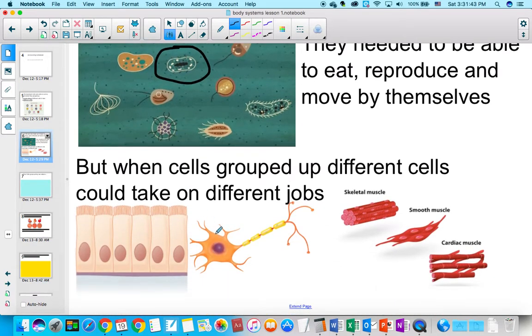But when different cells do different jobs and they group together to survive, then those different cells can adapt and change and become even better at what they're supposed to do. And so they become more efficient and they become stronger and they become better.